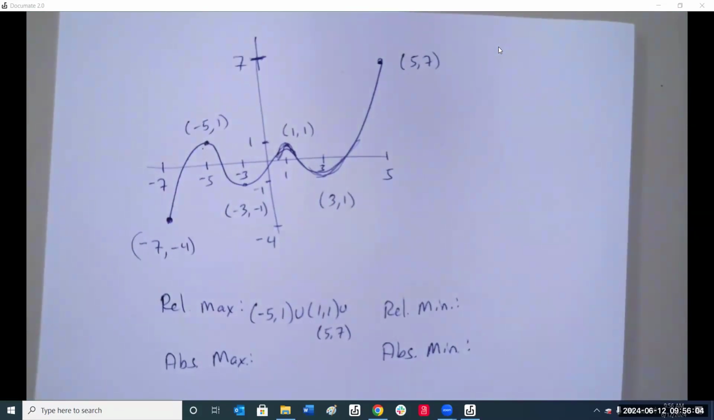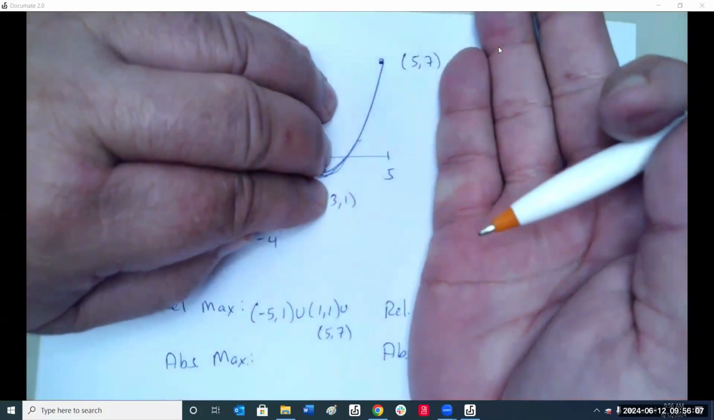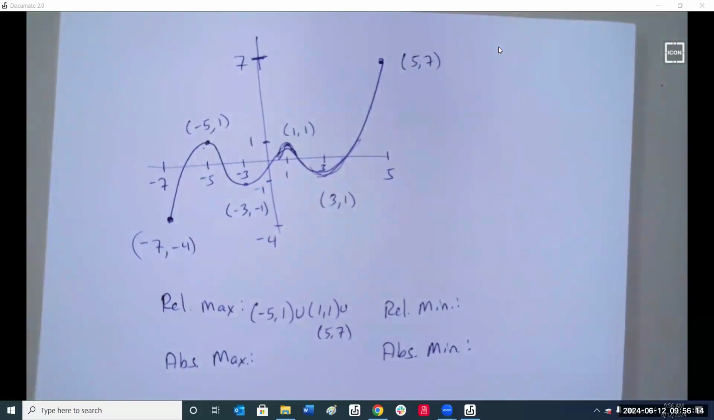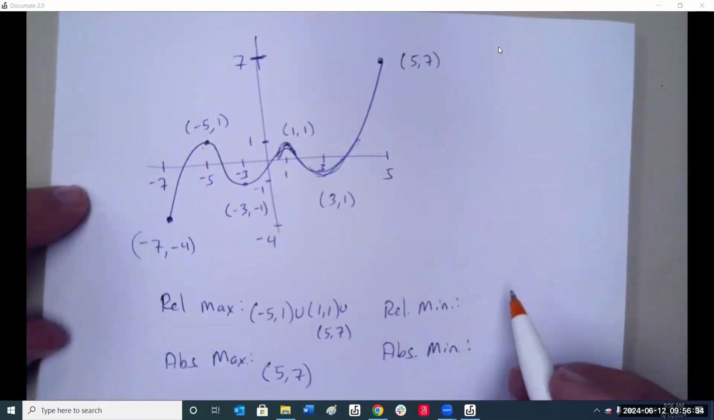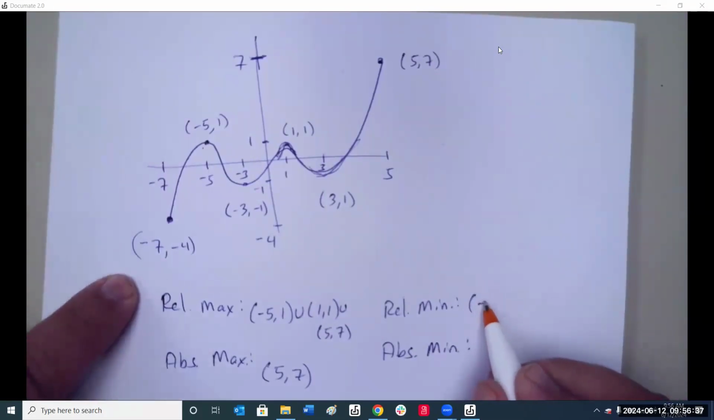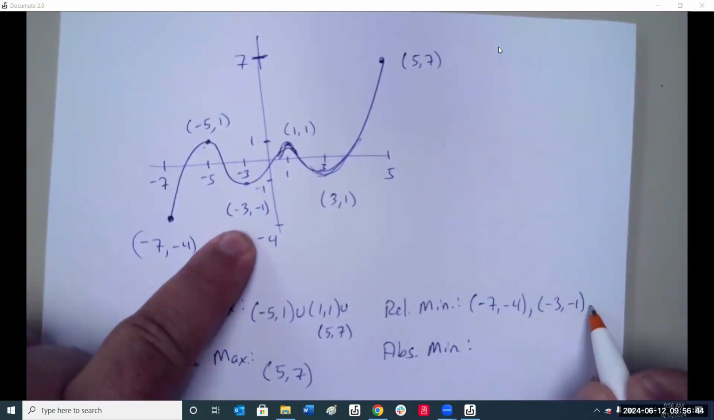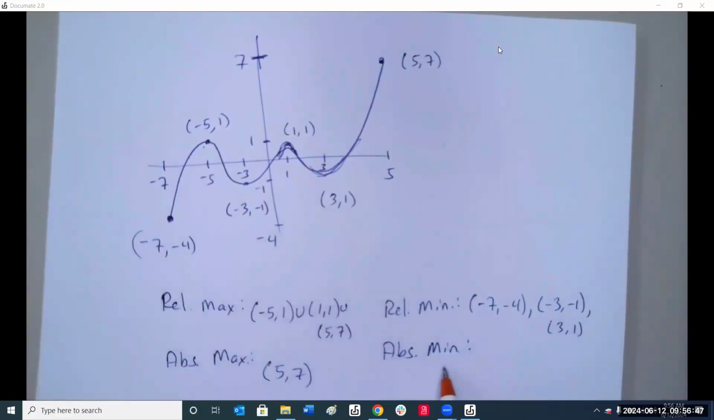The absolute maximum can also be a relative maximum, because remember, I said only of a small interval. That's the maximum of that small interval. Do we have an absolute maximum? At 5, 7, the highest of the whole graph, right? And the highest of the whole graph could also be a relative maximum because I can look at just a small interval. What's the relative minimum? We have -7, -4, -3, -1, and 3, 1. What's the absolute minimum?